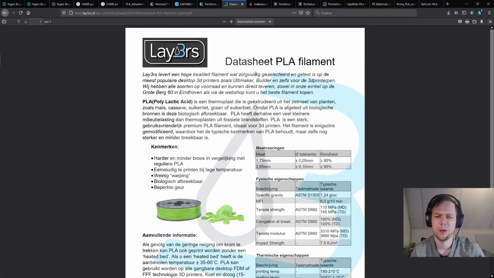Let's now start taking a look at some of these bad data sheets. So here I have a data sheet from Layers PLA.